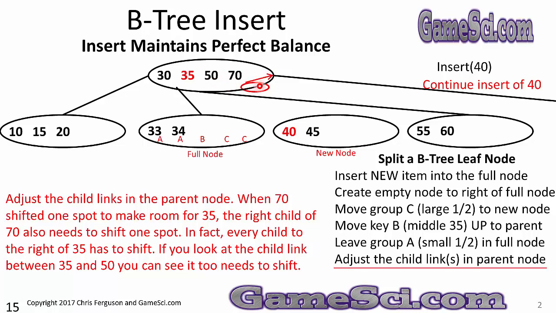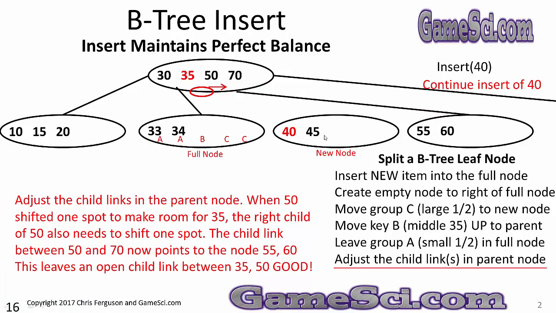The right link of 70 shifts over one spot. In fact, every child to the right of 35 has to shift. If you look at the child link between 35 and 50, you can see that it too needs to shift. See this link between 35 and 50? It goes to 55 and 60. That shouldn't be. That link also has to move.